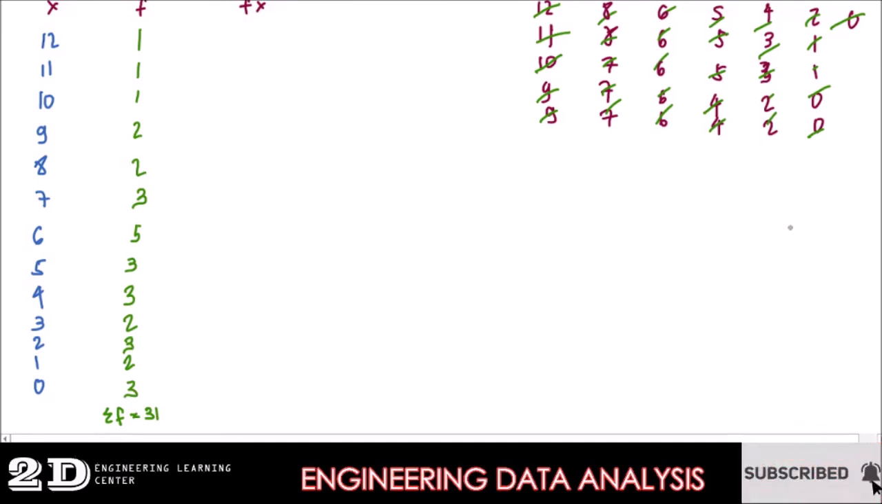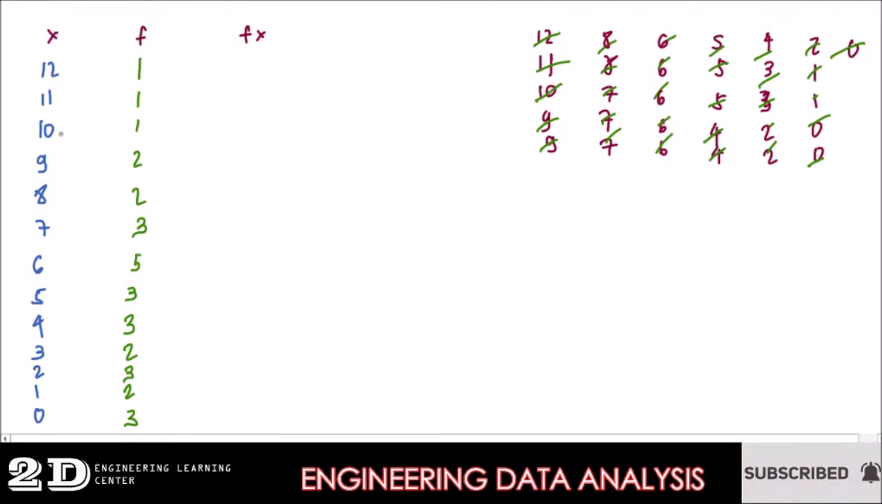So we have now f times x. Okay, so let's just move here. So f times x, we have 12 times 1. So our f here is 1, then we multiply it with the x, so 1 times 12, this will be 12. Then you have 1 times 11, so that will be 11. 1 times 10, that will be 10. 2 times 9, this will be 18. Then you have 2 times 8, this will be 16.